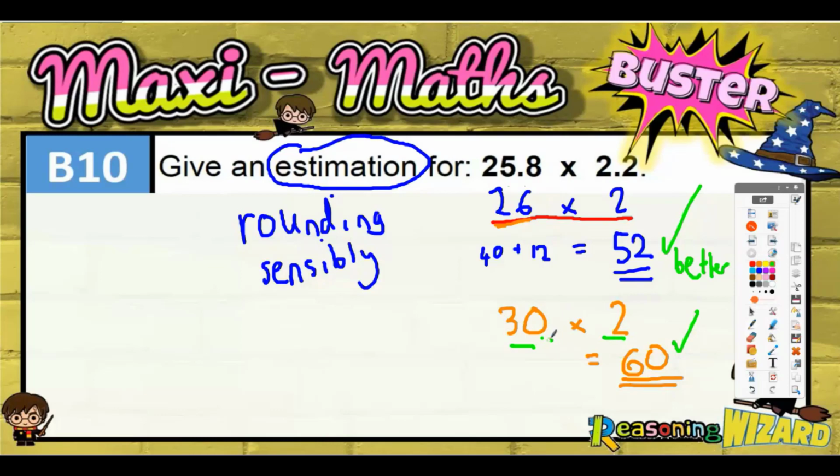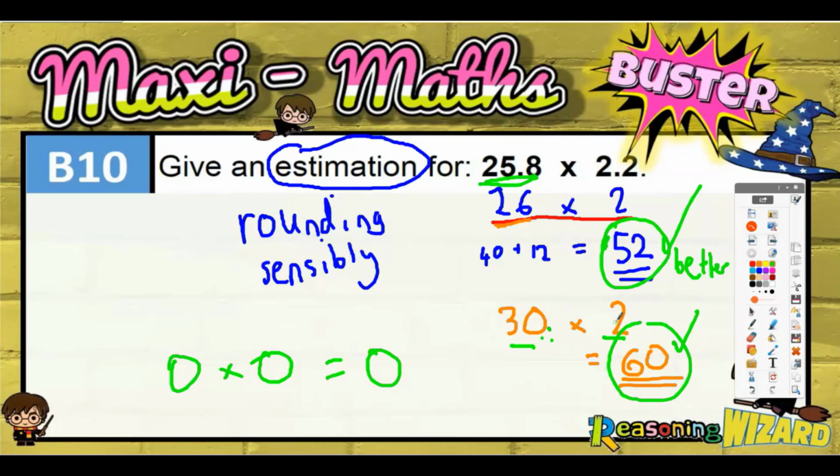What you wouldn't do is say, well, I'll round to the nearest 100, because to the nearest 100, that would actually be 0. And then 2.2 to the nearest 100 would also be 0. So you'd end up with 0 times 0, which is 0. And they wouldn't give you an answer for that. But anything between 52 and 60 would get you the marks.